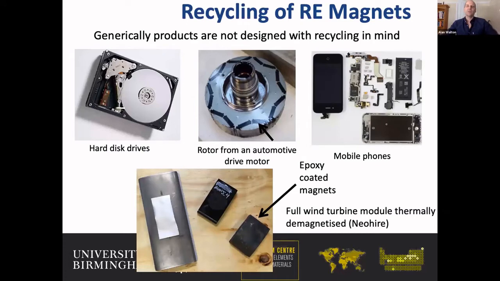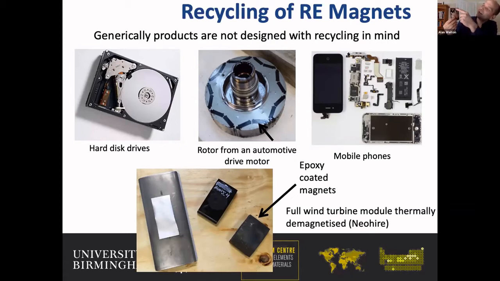And that brings me to the next point. If you look at a lot of applications which contain magnets, they're not designed to get the material out, and you cannot shred them. So you need some sort of disassembly to extract the material from the components. The classic example is a hard disk drive. There's one in the image here. I have one in front of me.